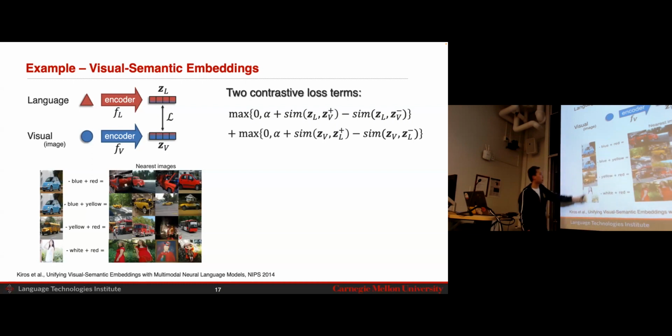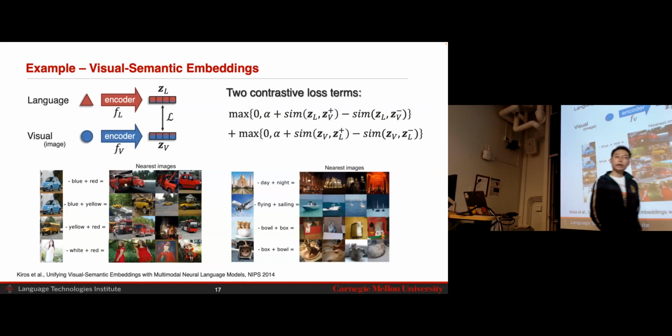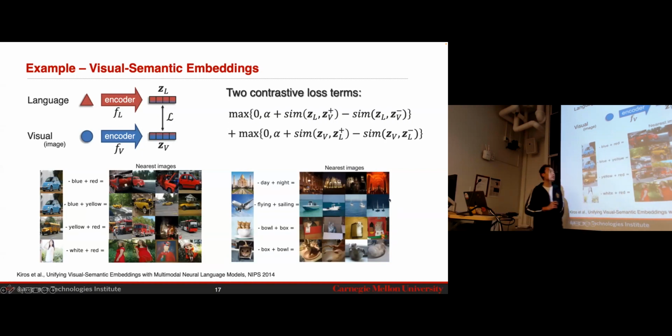I can do it for school buses that are yellow in color, minus yellow plus red. You get fire trucks or buses that are red in color. I can take an airplane image, embed it, minus the word embedding of flying, plus sailing, and retrieve the nearest images, you get sailboats. And finally, this really cool example, you take a cat sitting in a bowl, minus bowl plus box, and you get a cat sitting in a box.